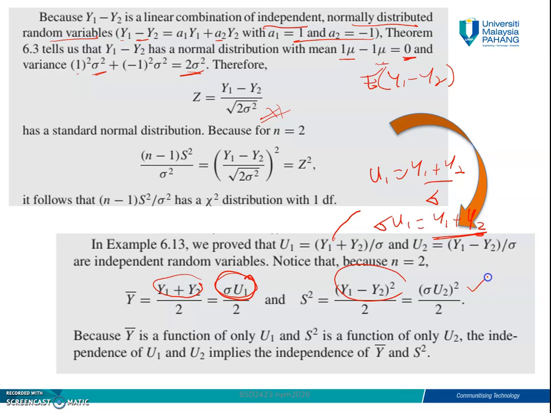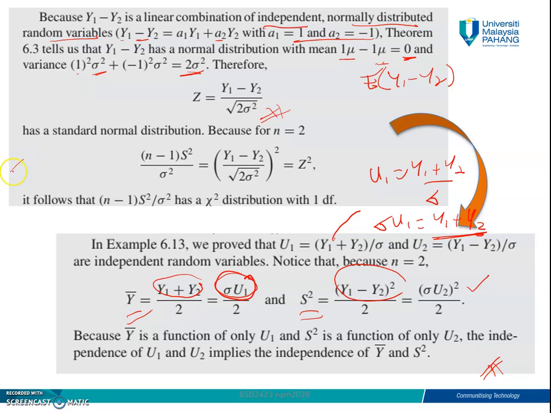That's why you will have sigma u2 square over 2 for s square, and this is for y bar. Because y bar is a function of only u1 and s square is a function of only u2, you can see that they are independent. So this shows that y bar and s square are also independent. This is to show that y bar and s square are independent.